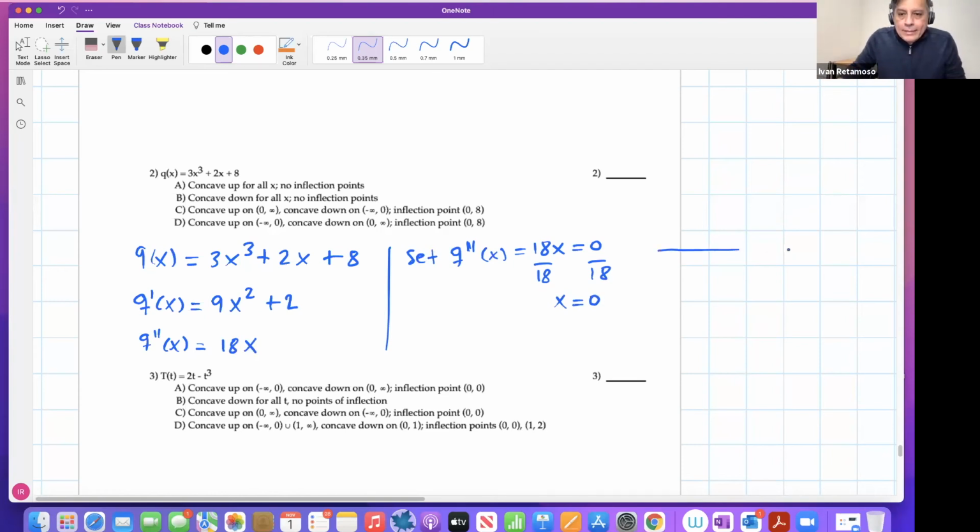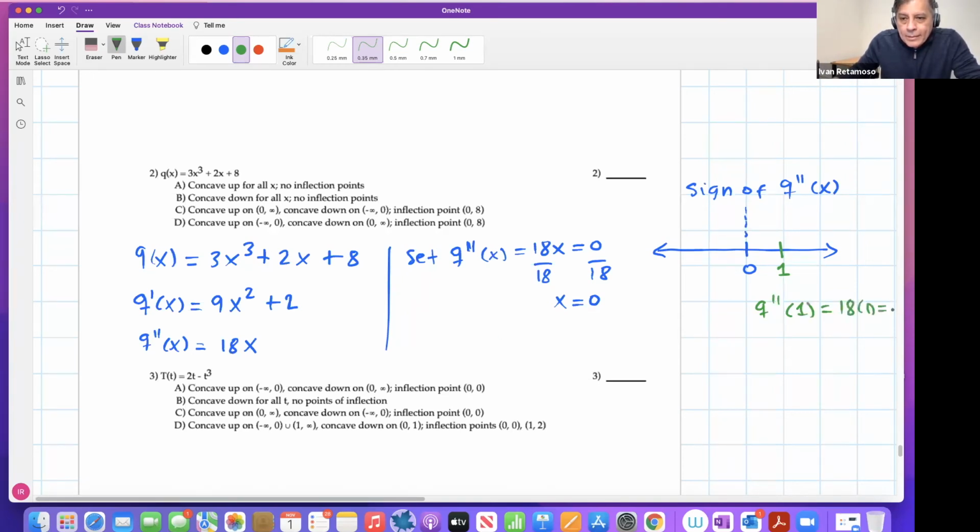So what I do next is this. I set this x equals 0 here in the middle. That will separate the number line into 2 sub-intervals. I need to use test points to figure out the signs of the second derivative, the sign of f double prime of x. Here, out of convenience, I'm going to choose the number 1 as a test point, and evaluate my second derivative at 1. This is just 18 times 1, which leads to 18.